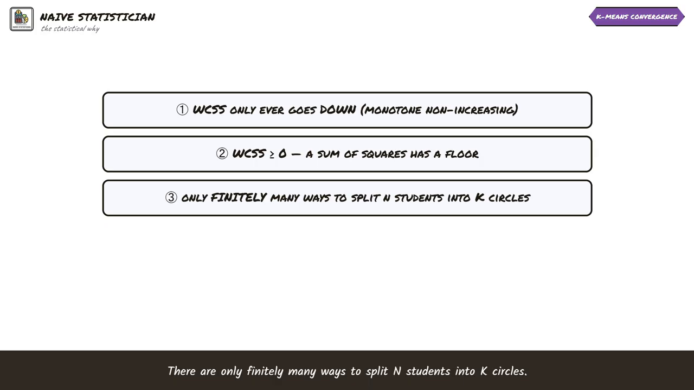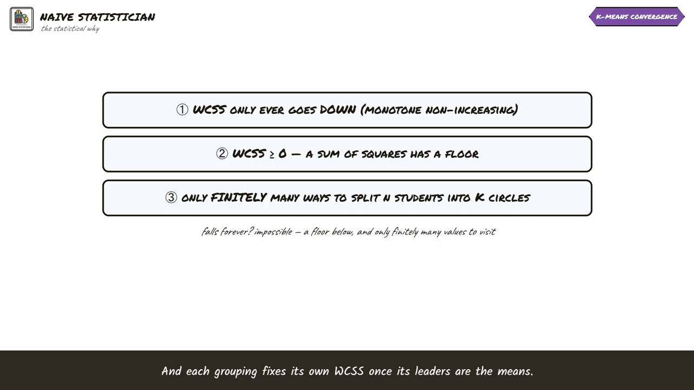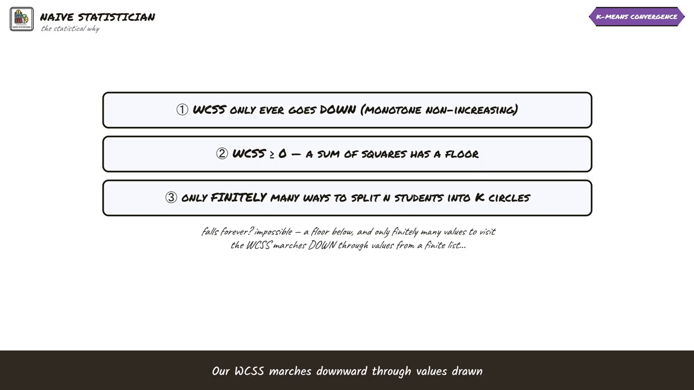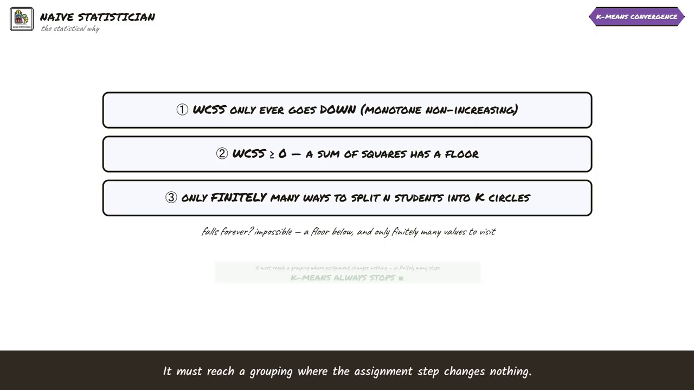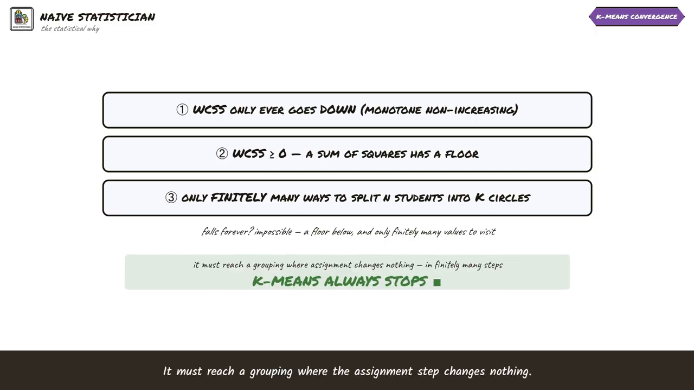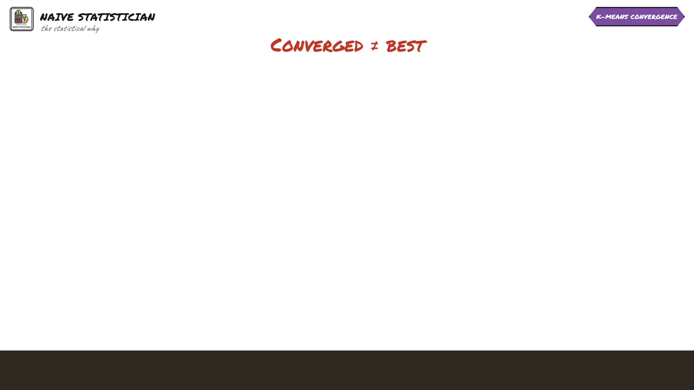There are only finitely many ways to split n students into k circles, a vast number but finite, and each grouping fixes its own WCSS once its leaders are the means. Our WCSS marches downward through values drawn from that finite list, so it cannot decrease forever. It must reach a grouping where the assignment step changes nothing. That is the instant of convergence, and it must arrive in finitely many steps. KMeans always stops.